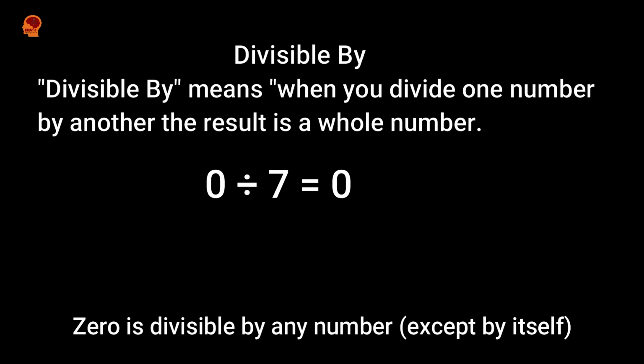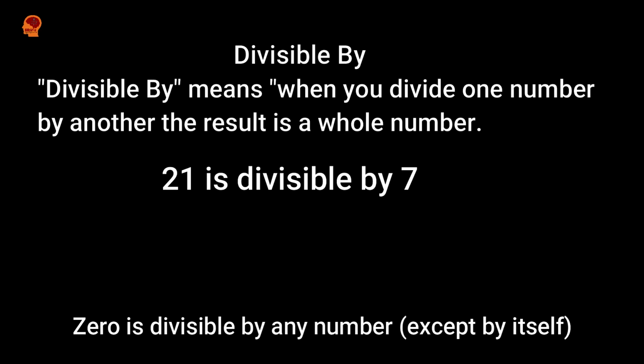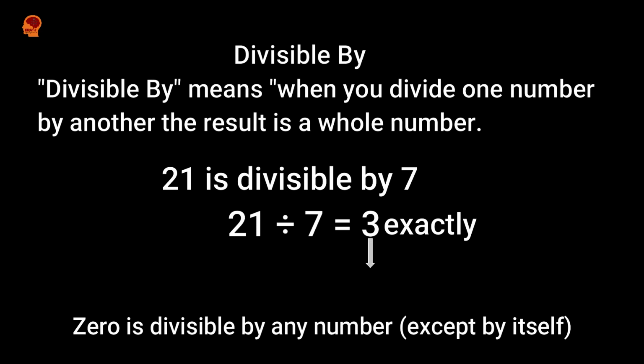Now let's cite an example. 21 is divisible by 7. Why is 21 divisible by 7? 7 is a factor of 21. 7 will divide 21 3 times and there won't be any remainder. 3 is a whole number, so 21 is divisible by 7.